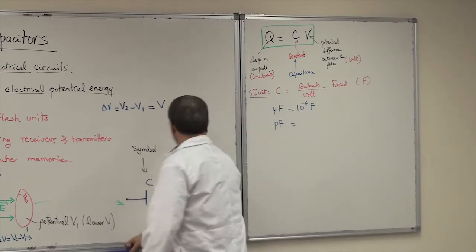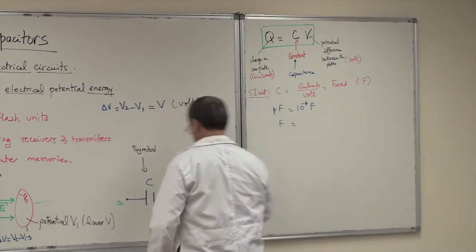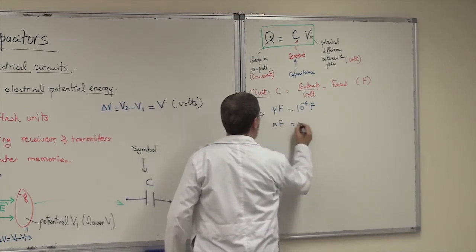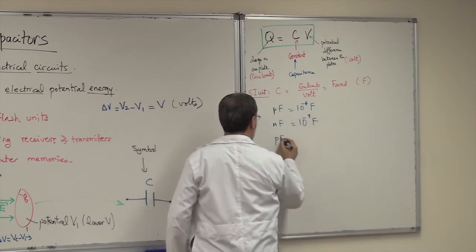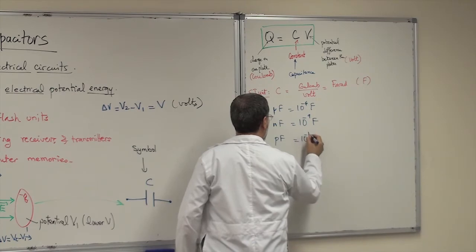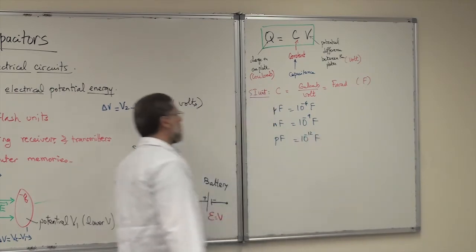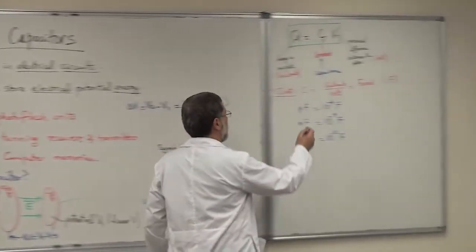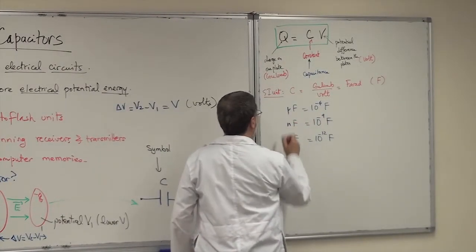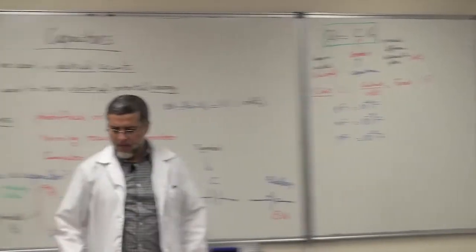We have nanofarad, which is 10 to the power minus 9 farad. And we have picofarad, which is 10 to the power minus 12 farad. So these are the different units. The unit of capacitance is farad, okay? You have micro, nano, pico, and so on.